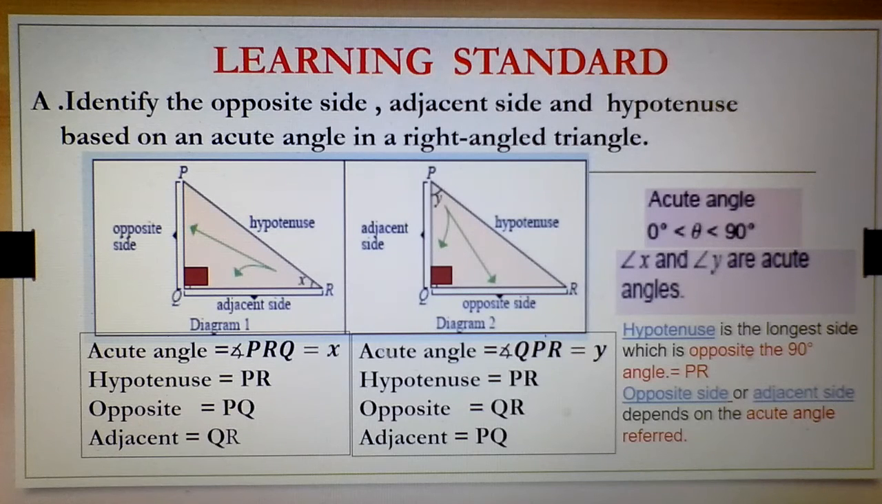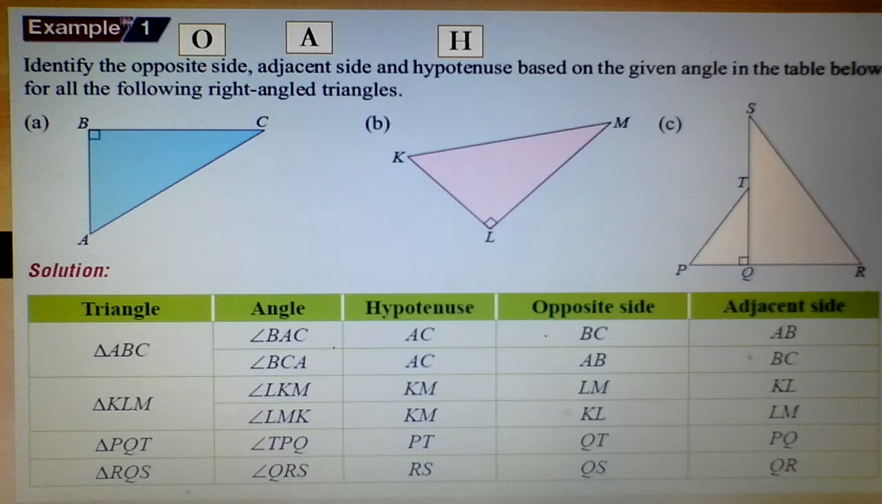Jadi kena faham ya yang mana satu side, nama-nama side sebab nanti nak guna formula. Jika tidak, kamu tak boleh guna formula. Okay, look at one example here. Say, let's I mark, identify the opposite side, I mark as O, adjacent A, hypotenuse as H, based on the given angle in the table below for all the following right angle triangles. Okay, so you identify which one is hypotenuse, which one is opposite, which one is adjacent.